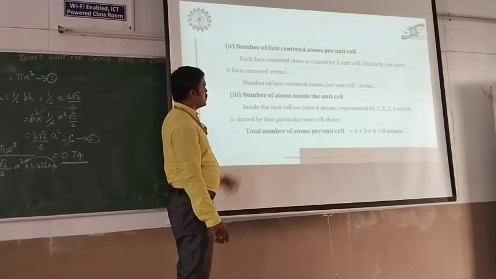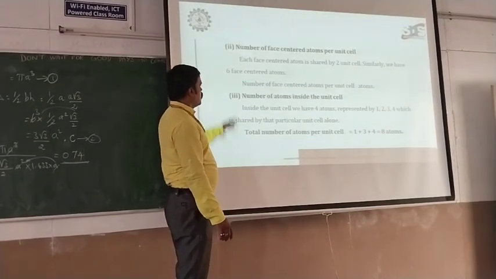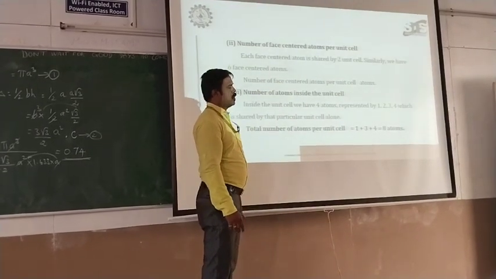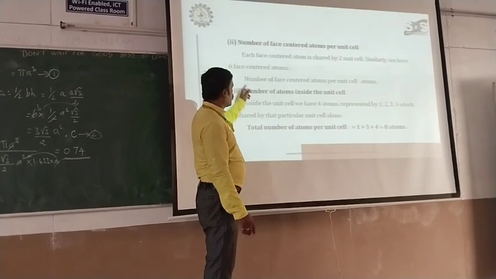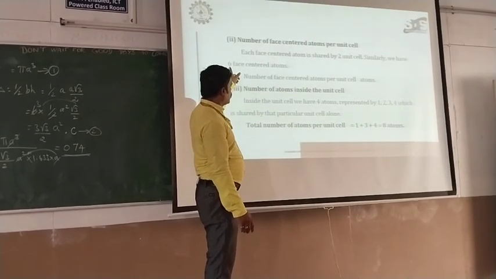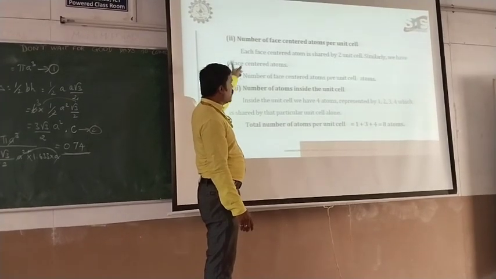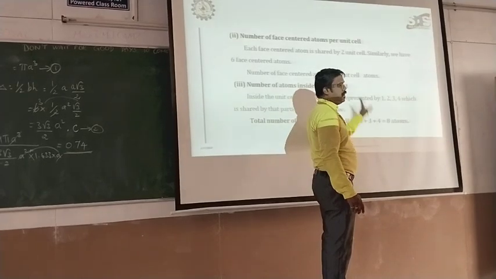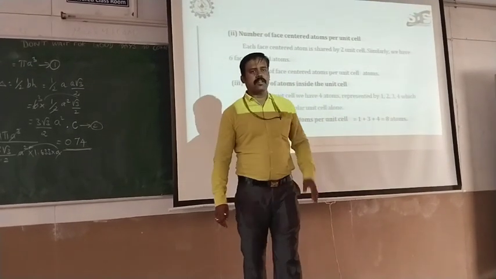Yes, the number of face center atoms. Each face center atom is shared by 2 unit cells. So the number of face center atoms per unit cell, how much do we get? 6 by 2. So here it forms 3. This we already discussed in FCC.